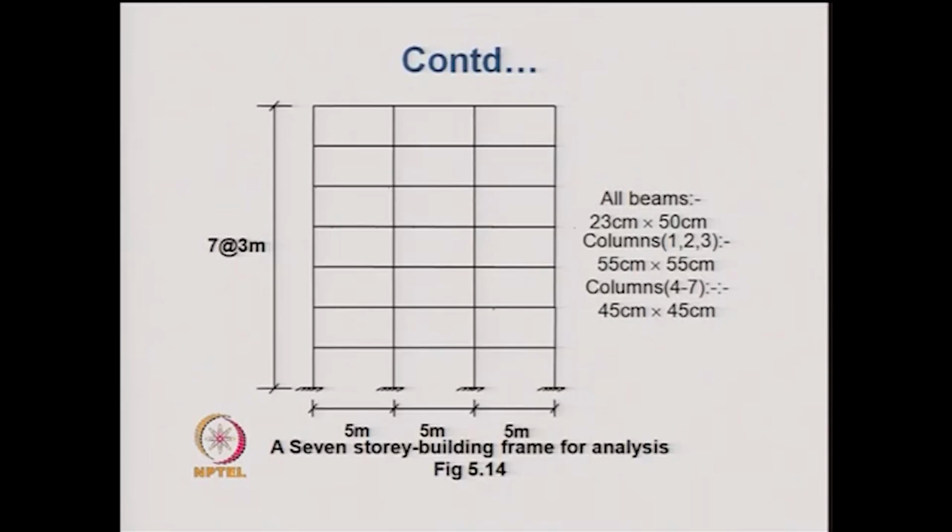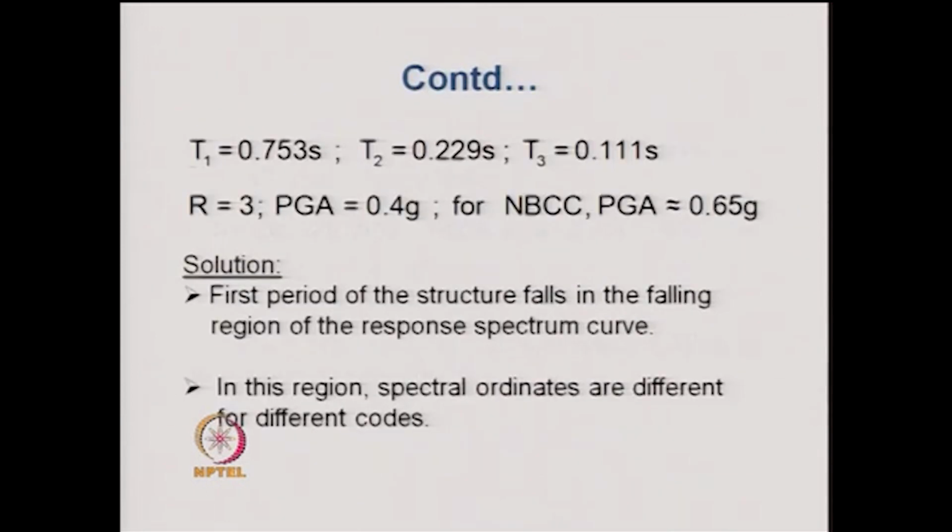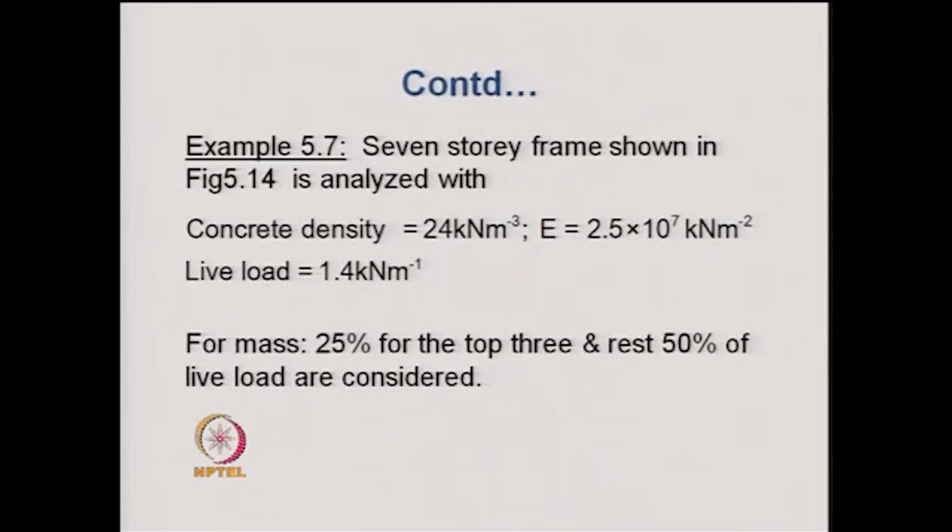So, this is a 7-story frame made of concrete, and it is analyzed for a modulus of elasticity of 2.5 into 10 to the power 7, concrete density 24 kilonewton per meter cube, and live load taken as 1.4 kilonewton per meter. For calculating the masses, apart from the dead load, 25% of the live load is considered for the top 3 floors, and for the rest of the floors 50% of the live load is considered in the calculation of the mass.